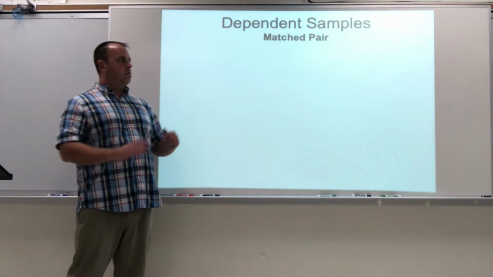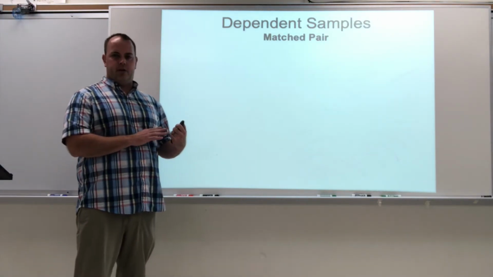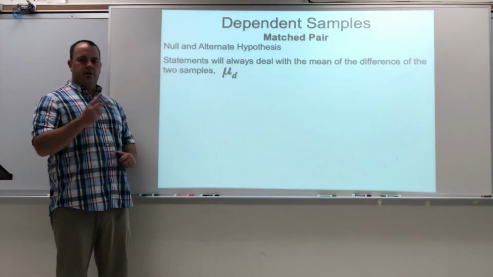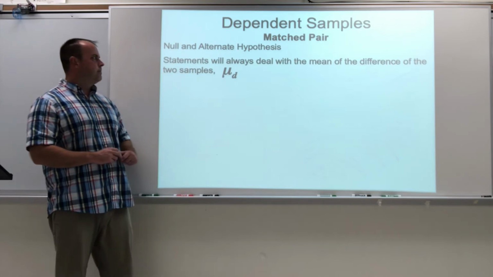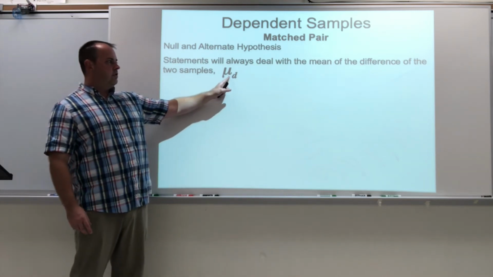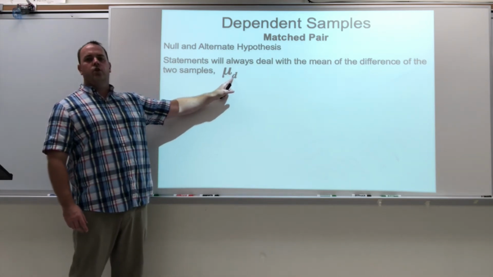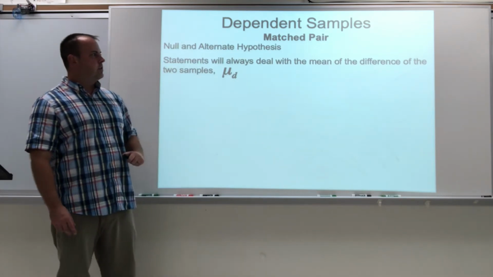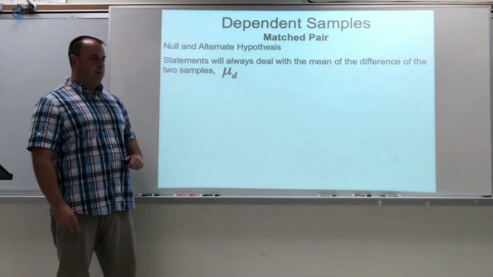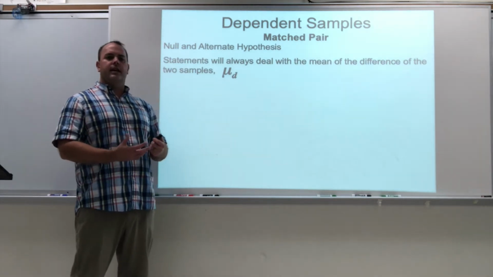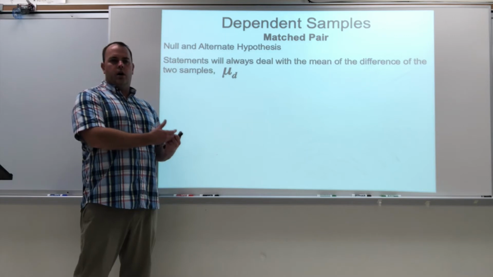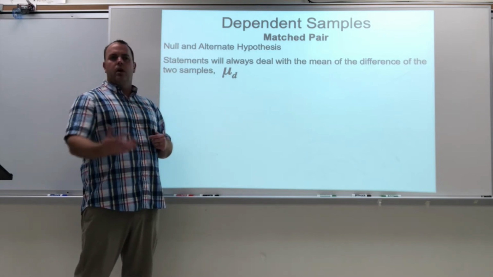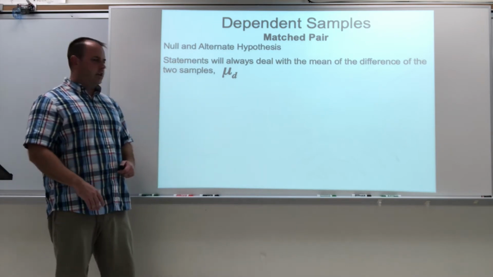Okay, so today we're going to look at the pieces for the matched pair test. And the first thing we're going to look at is our null and alternative. There's going to be two ways you can write out your null and alternative. Okay? One is using the mu symbol with a little d next to it. That shows that you're looking at the difference between the two averages. So statements will always deal with the mean of the difference of the two samples. And this is looking at the parameter, the mu, of the population before, and the population after the treatment or exercise that you go through.